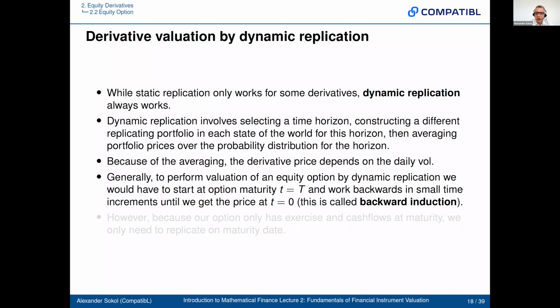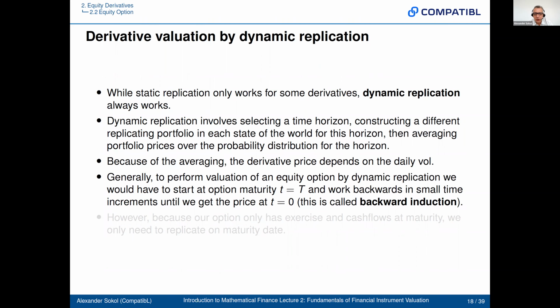So generally, to perform valuation for an equity option by dynamic replication, we would have to start at maturity, which is the last date that the option still exists, and work backwards in small time increments until we get to time equals 0, right? So if there is a generic kind of derivative instrument, we would need to start from the maturity of the instrument. And at that point, we can construct a replicating portfolio from the underlying and cash. And then we will go back one day. And in this case, we construct the portfolio from the underlying, cash, and the price of the instrument one day later, and go backward again and backward again.